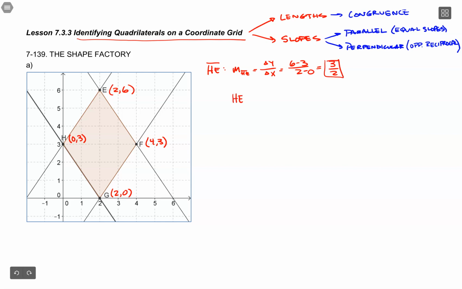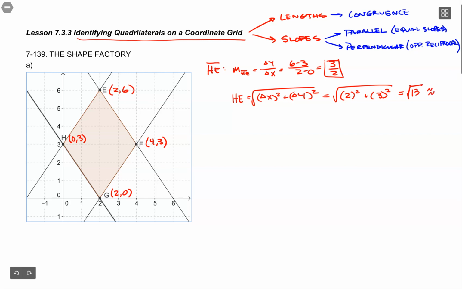The length of HE, delta x squared plus delta y squared. Remember, that's our distance formula. It's just an adaptation of the Pythagorean theorem. Delta x is 2, delta y is 3. 2 squared is 4, 3 squared is 9, 4 plus 9 is 13. And we can go ahead and write that as an approximate decimal.